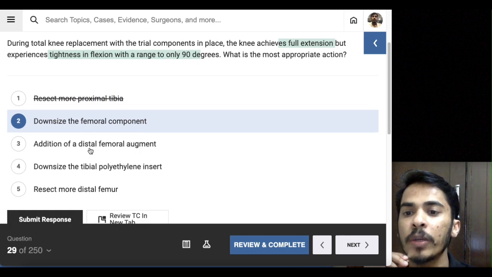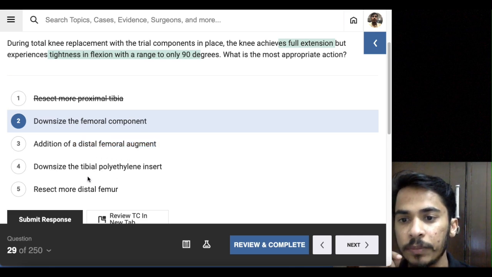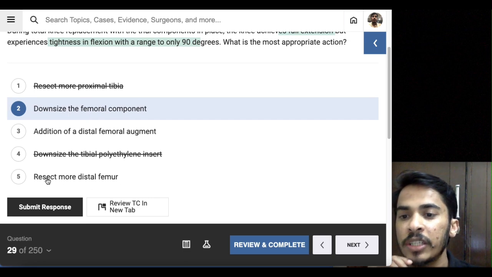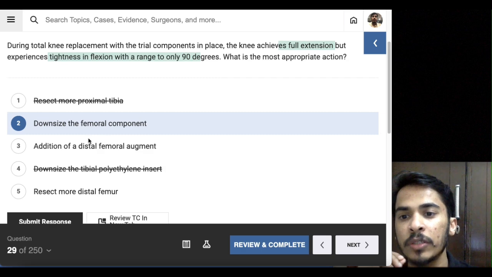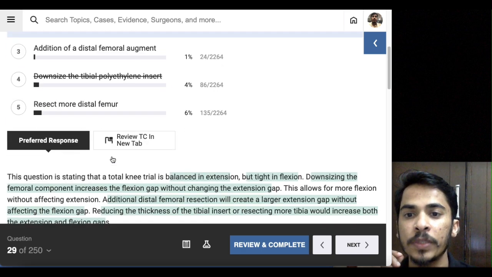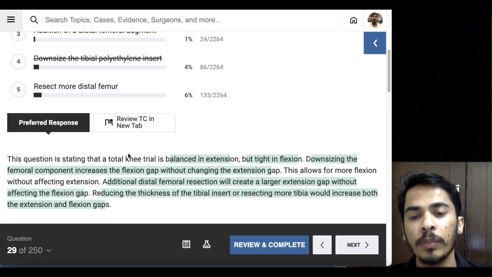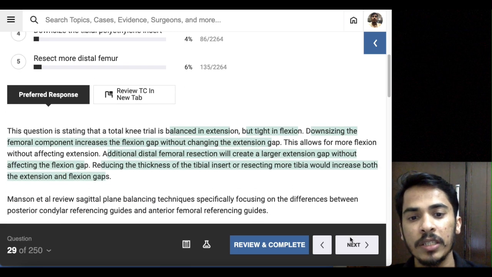A distal femoral augment will cause decreased extension gap. Downsizing the polyethylene insert will affect both extension and flexion gap. If you are resecting more distal femur, it will cause decreased extension gap. So downsizing the femoral component is the answer of choice in this option. And also we can resect more posterior femoral cut for gaining flexion intraoperatively.